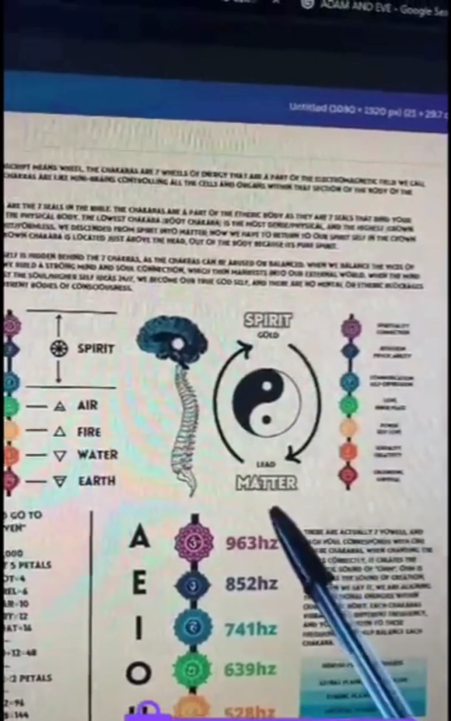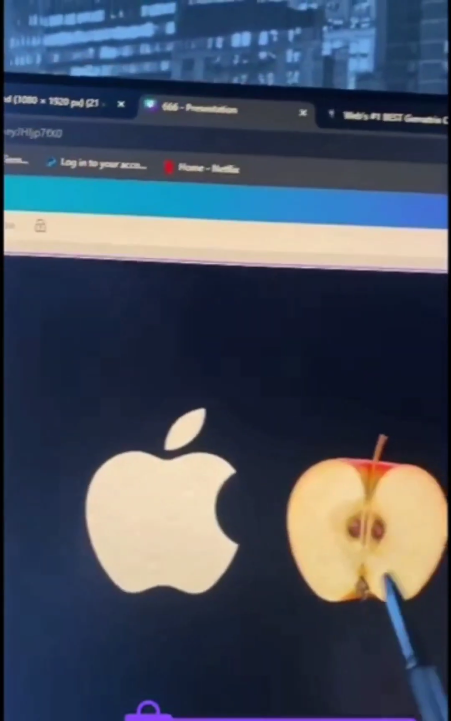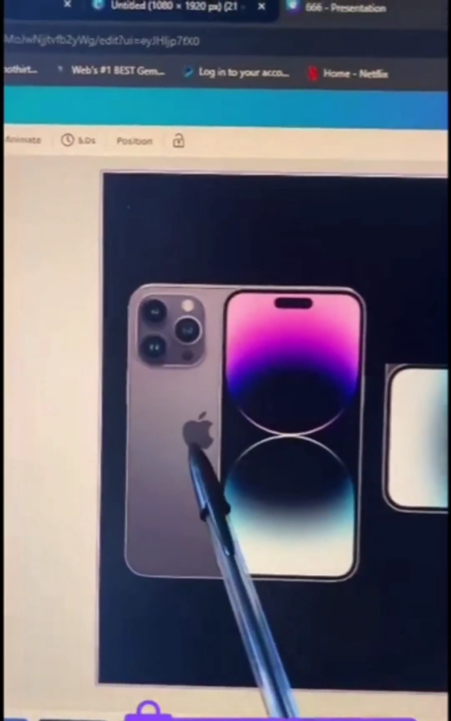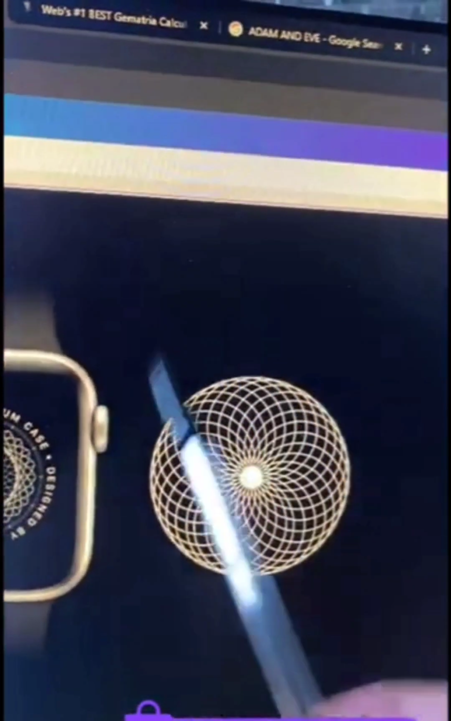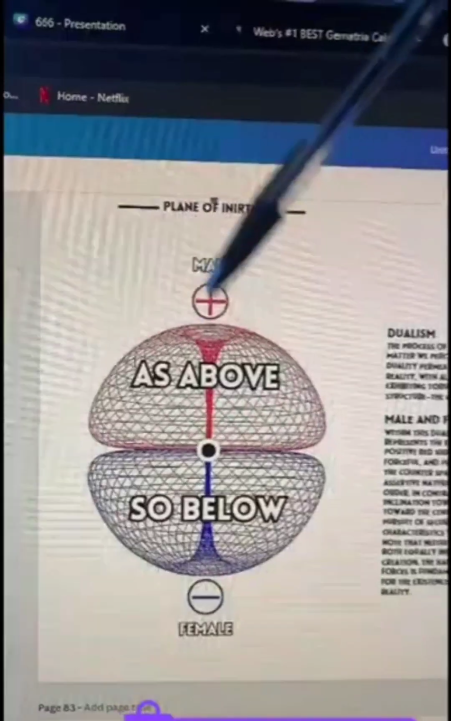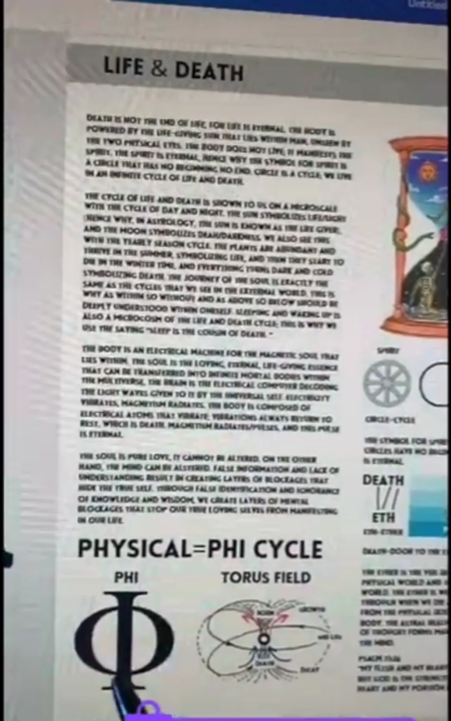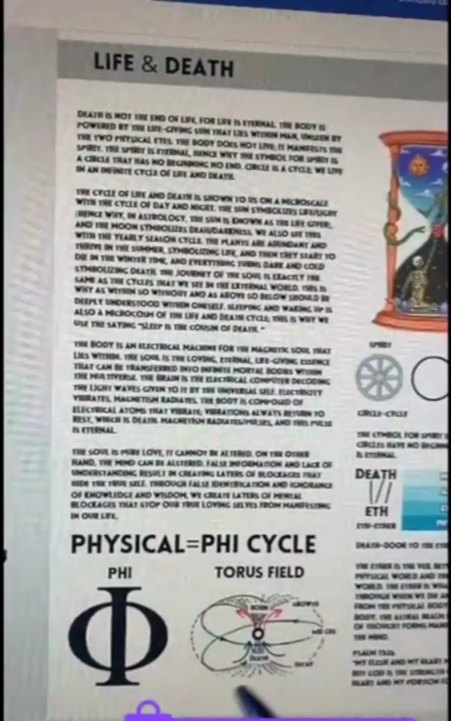You descended from spirit to matter. You bit the forbidden fruit, the apple, the torus field, and incarnated into physical matter. The apple is the torus field, the home screen is the torus field. Apple Watch has the seed of life, which is a top-down view of a torus field. The word physical is phi cycle. The phi is the torus field. It's the cycle of the torus field.